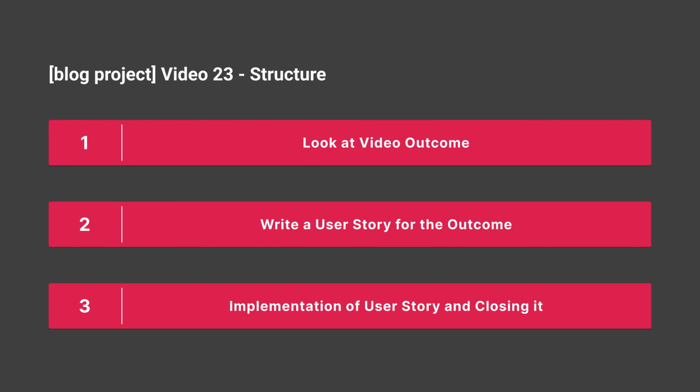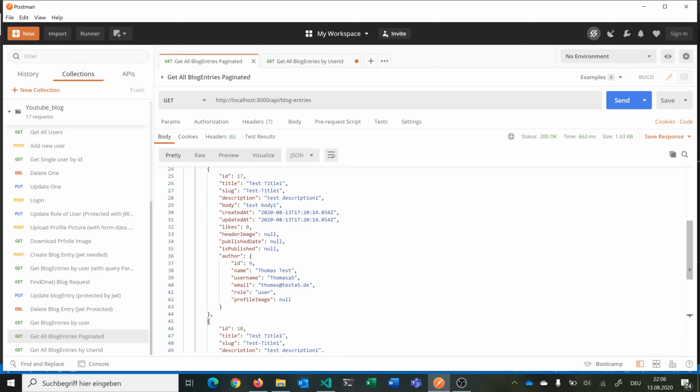Our video structure is as always: first we have a look at our video outcome, then we write a user story for this, or read the user story, and then we implement it and close it. So let's have a quick look at our outcome.